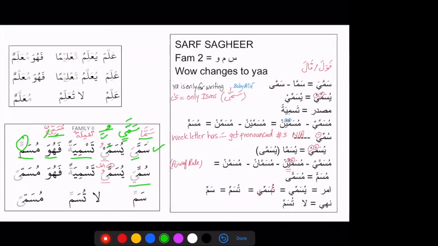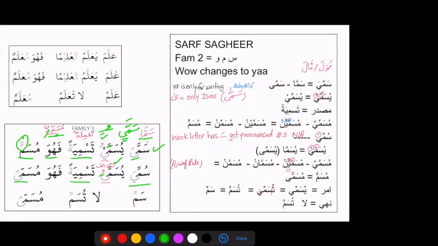So we will say Sumiya or Summi. Summi yusamma. Now yusamma, what's going on over here? It was yusamma you. So this is mutaharrik, before we have fatha, so it will sound like alif. So yusamma. Summi yusamma. And then tasmiyatan fahuwa musamman.